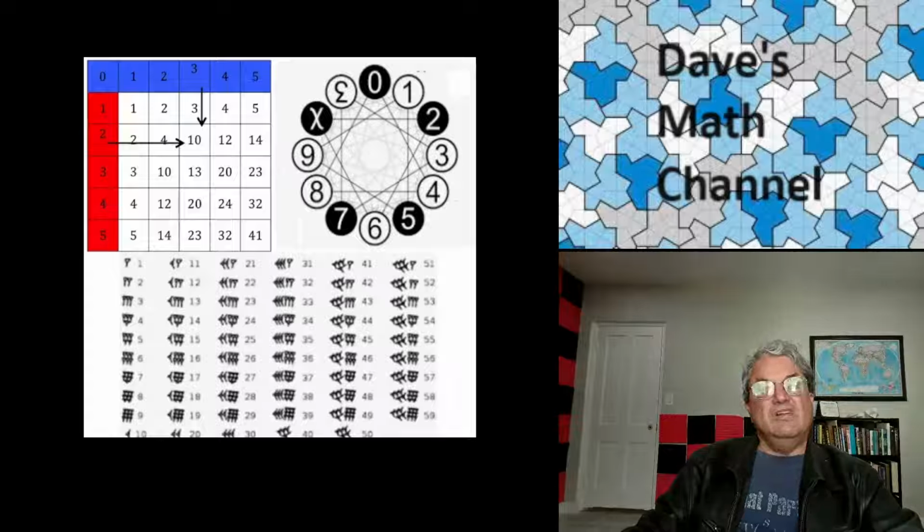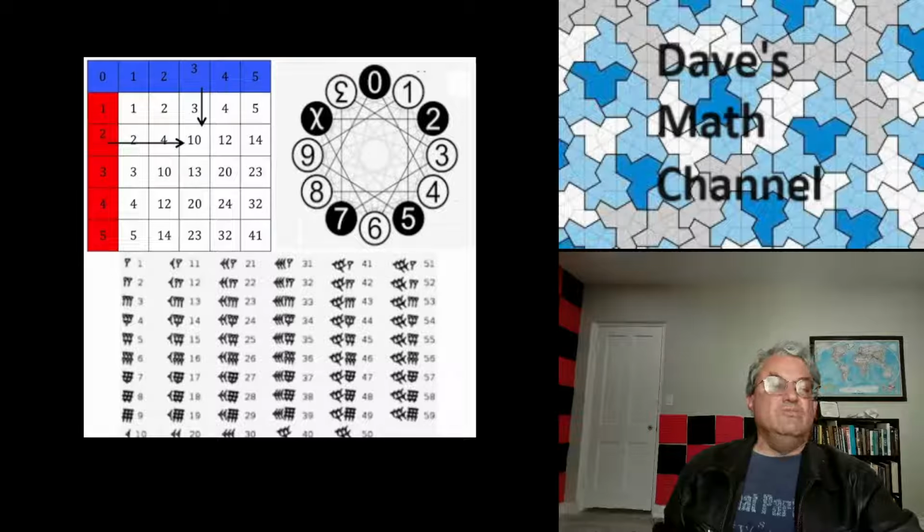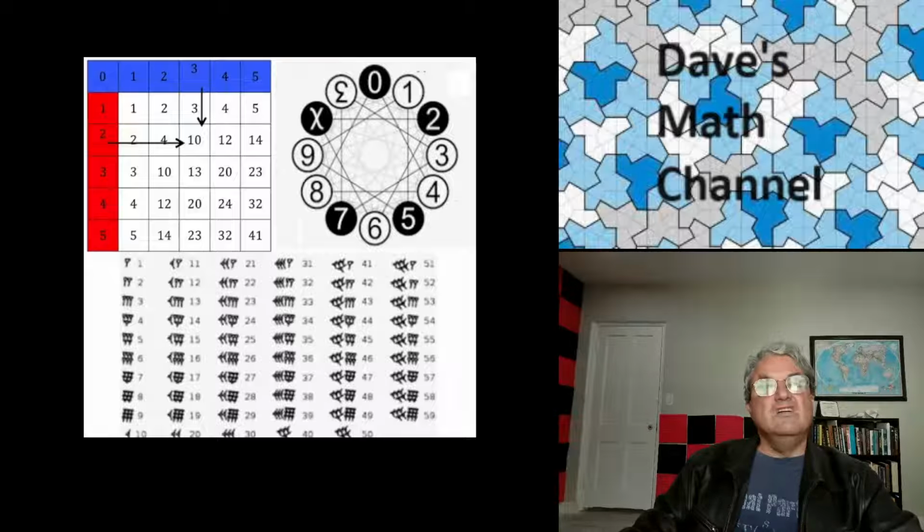I mean, think about it. 10 is 2 times 5. The reason I think so many people like base 12 more than base 10 is because 12 has more factors. 10 has 4 factors altogether if you include 1 and itself. It has 2 non-trivial factors, 2 and 5. 12 has 4 non-trivial factors, 2, 3, 4, and 6.